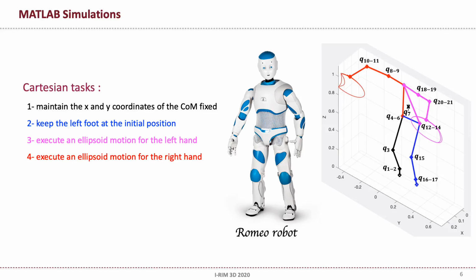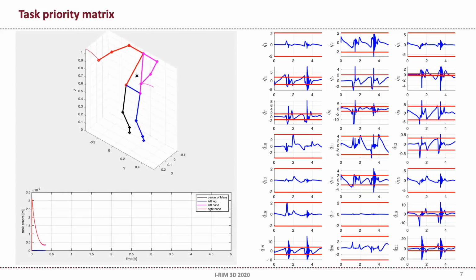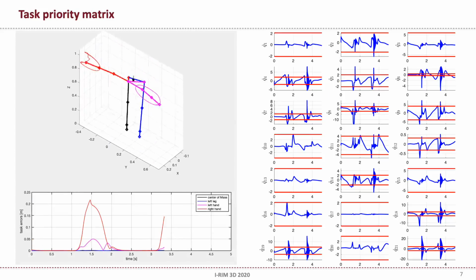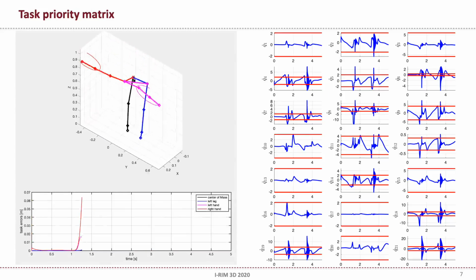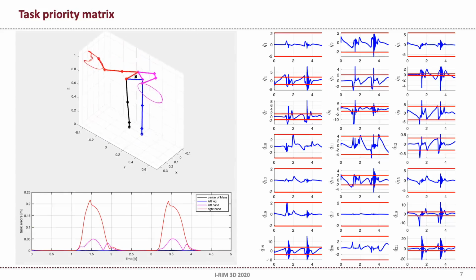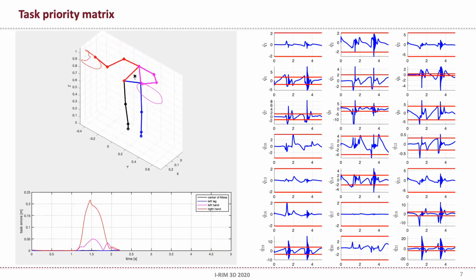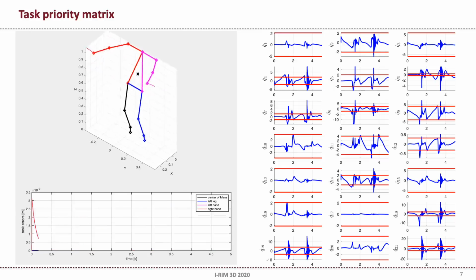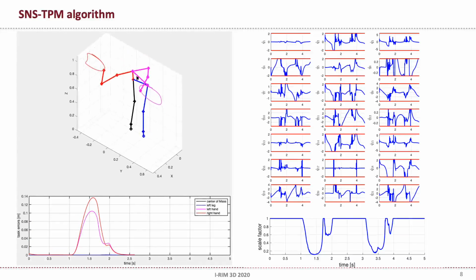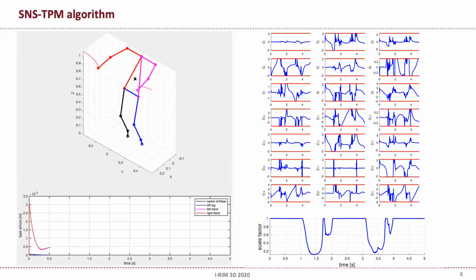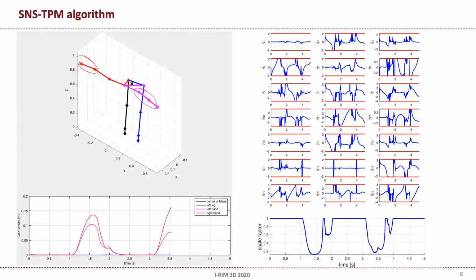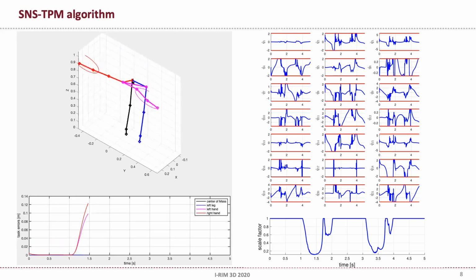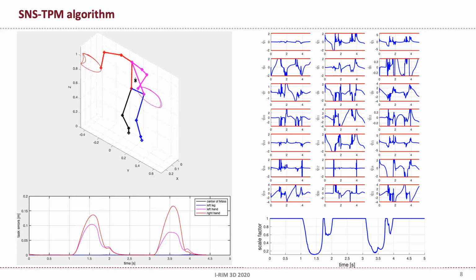using a simplified version of the robot Romeo with 21 degrees of freedom. The robot should handle 4 Cartesian tasks according to the following priority. On the right figure, commanded joint velocities are in blue, while the red lines represent the enforced joint limits. Using the TBM method alone, joint velocities would violate their limits frequently. Using the proposed algorithm, all hard joint velocity limits are respected along the whole motion. Task errors increase when the scale factor S needs to be applied to recover feasibility.